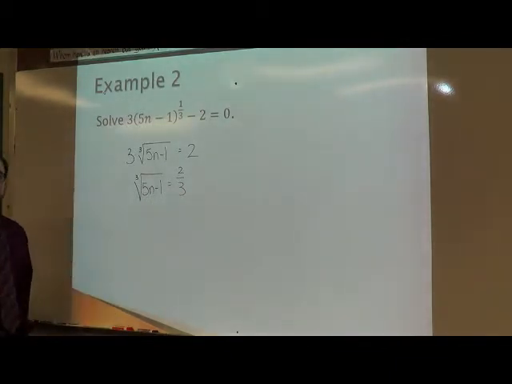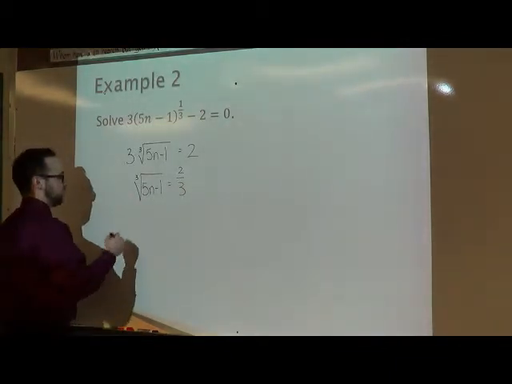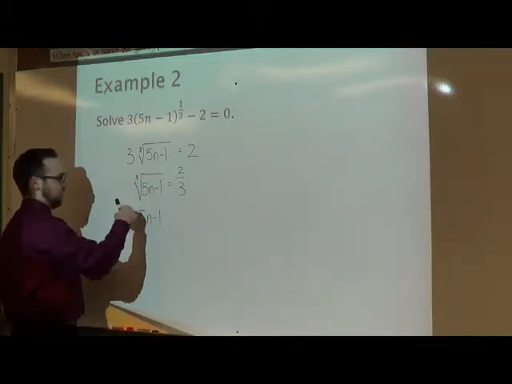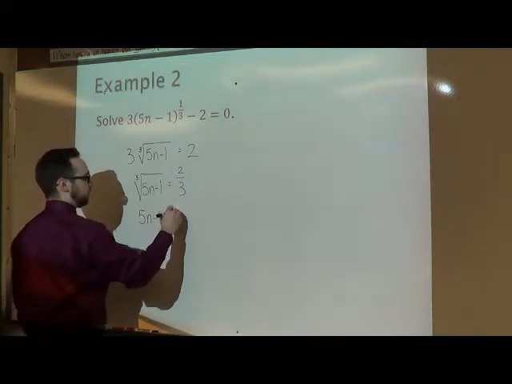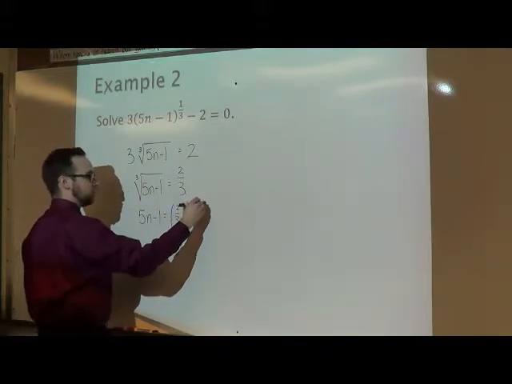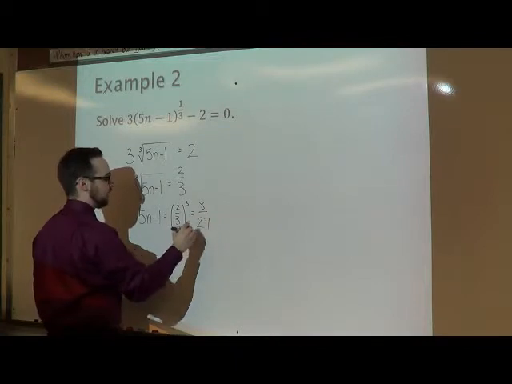And then instead of squaring both sides, we're going to cube both sides. When I cube both sides, that just cancels this whole thing out, and it is going to be equal to 2 over 3 cubed. 2 cubed is 8, 3 cubed is 27.